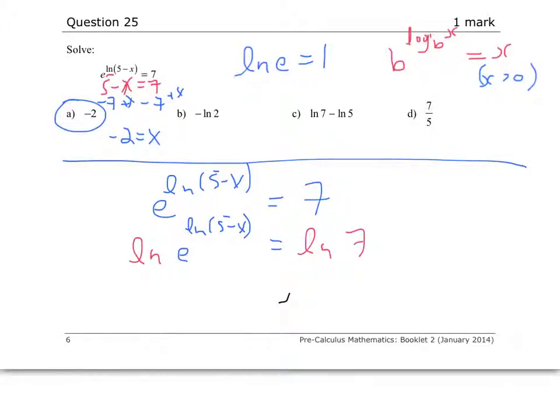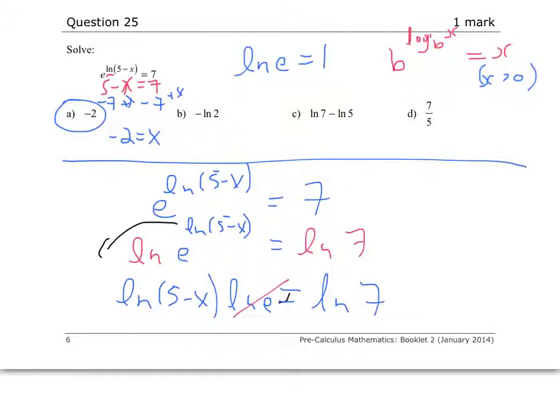Now, because this is a natural log, I can bring my exponent to the front. So this becomes natural log of 5 minus x, and then it's natural log of e, and that equals natural log of 7. Well, we said up top, natural log of e is 1. So the natural log of 5 minus x equals the natural log of 7.